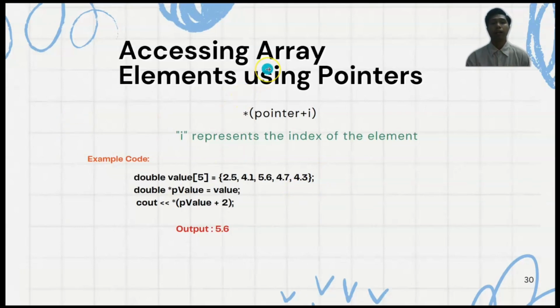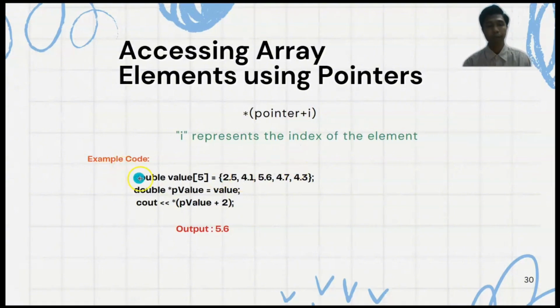Next part, I present about accessing array elements using pointers. First, we use the syntax or formula: star bracket pointer plus i. i represents the index of the element.